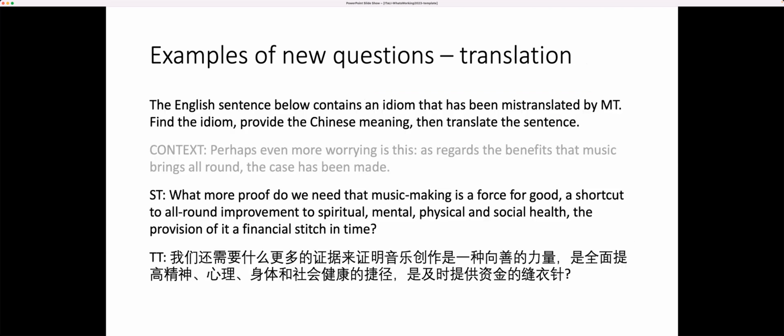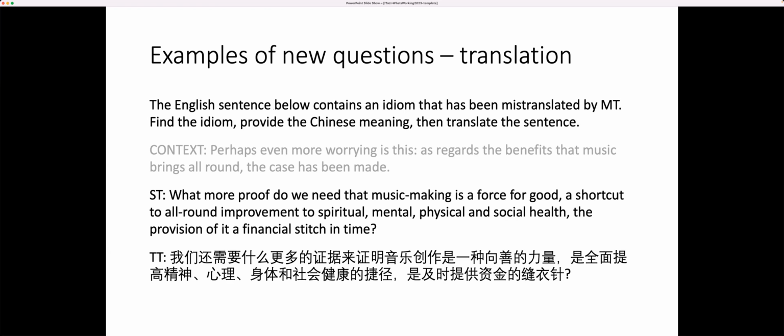Yep, next slide. This is an example of a new question that we added, asking students to translate an idiom. What more proof do we need that music making is a force for good, a shortcut to all-round improvement to spiritual, mental, physical and social health? The provision of it a financial stitch in time.